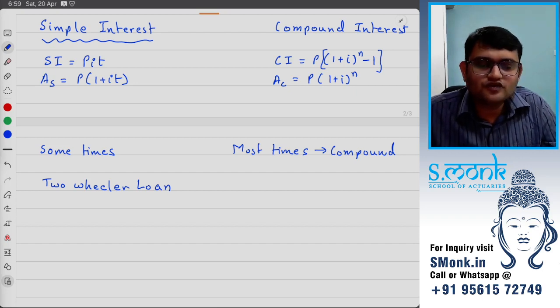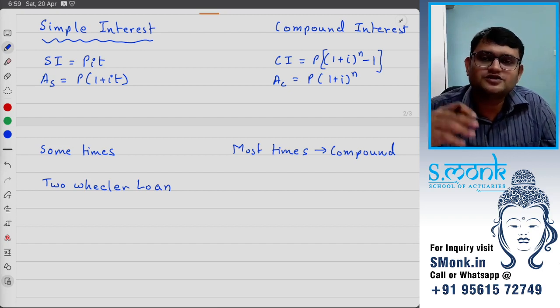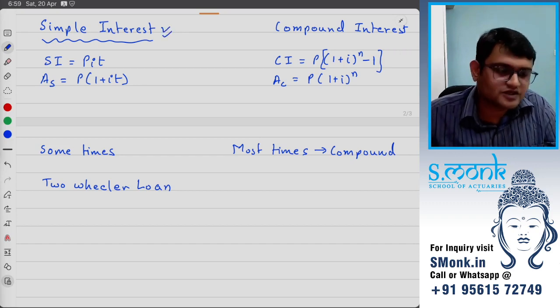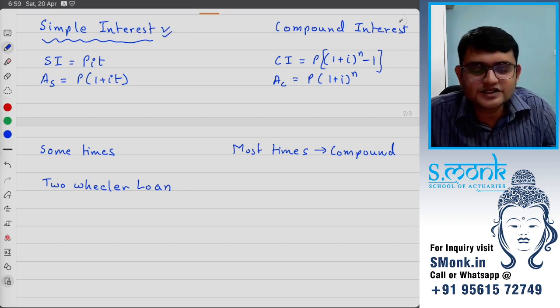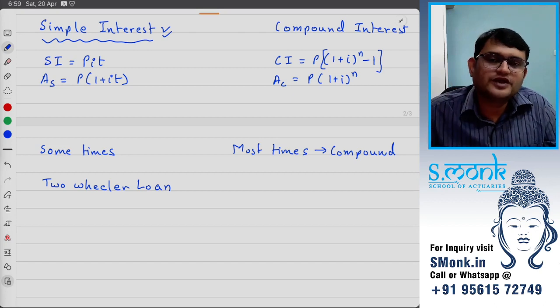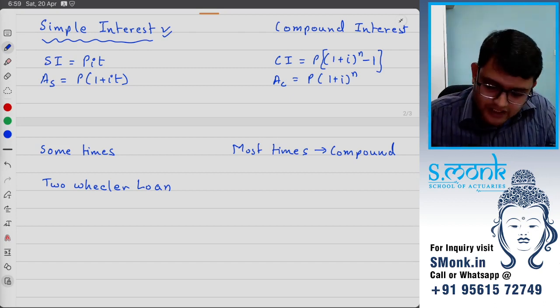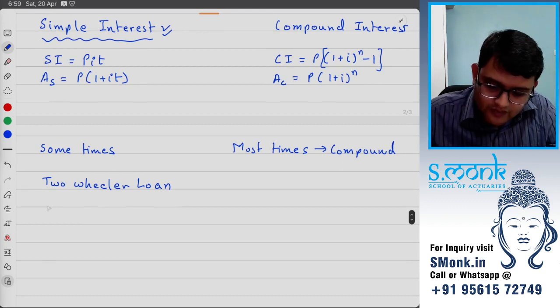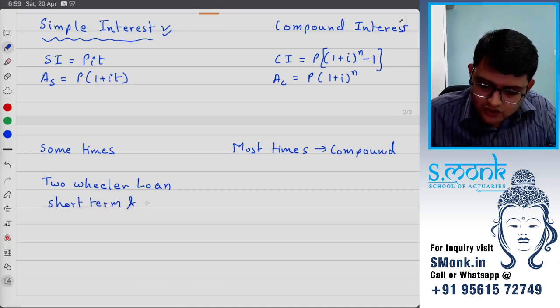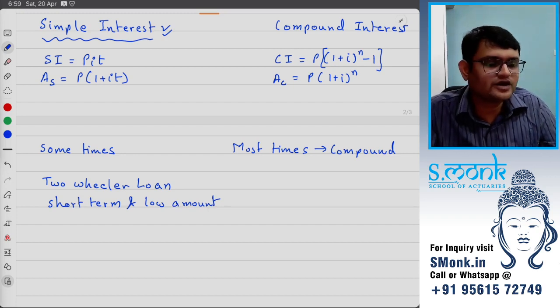So what happens is in a two-wheeler loan, they will say, I'll give you a loan at 9%, I'll give you a loan at 7%. They are actually talking about simple interest. Now the reason they are using simple interest to calculate two-wheeler loans, there are two main reasons. I'll talk about the main reason later, but actually the reason they can talk about simple interest in a two-wheeler loan is because it's a short term and a small amount.